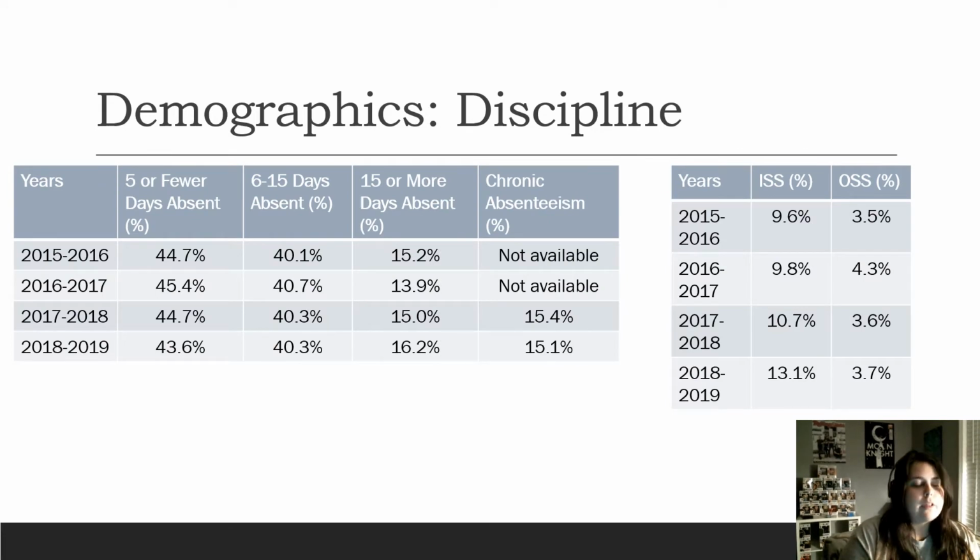So next we're moving on to our discipline data. We've had a rise in the percentage of students who are in ISS over the 4 years of data, while our OSS numbers have stayed relatively consistent. We do not have the data available for chronic absenteeism for these 2 years, but we can assume it's somewhere around these two numbers as there was not a significant change in the percentages here. And most of the students who are absent fall into the 5 or fewer days absent category.